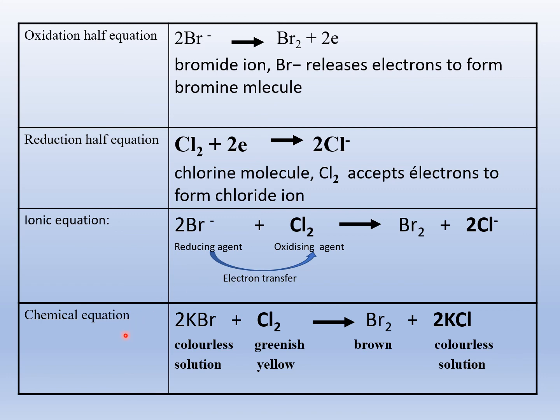Okay, so this is our chemical reaction. Potassium bromide, a colorless solution, react with chlorine water. Okay, greenish yellow solution. It will produce bromine, brown color solution juga ya. And potassium chloride colorless solution. Okay. Ada lagi sikit ke? Oh, ada group 17 element.